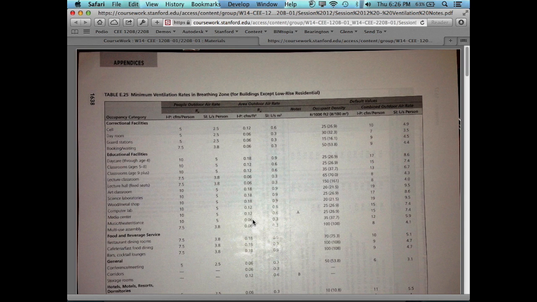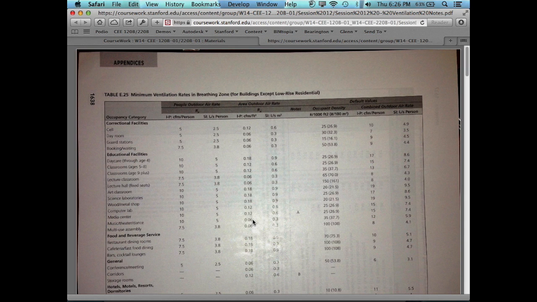So if I say 5 people, and I come back over here in terms of cubic feet per minute per person, that's 10. Times 10 cubic feet per minute per person. So I think I'm going to get basically 50 CFM. Does that make sense? Yeah, catch me on my math. I'm often bad at doing math.